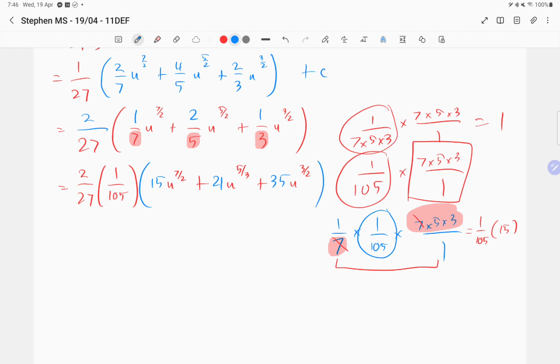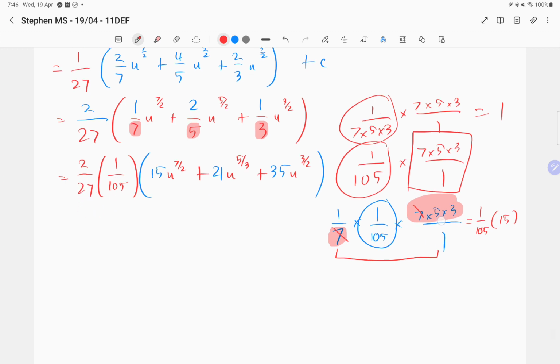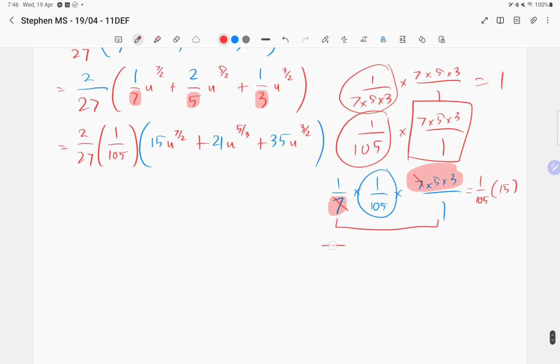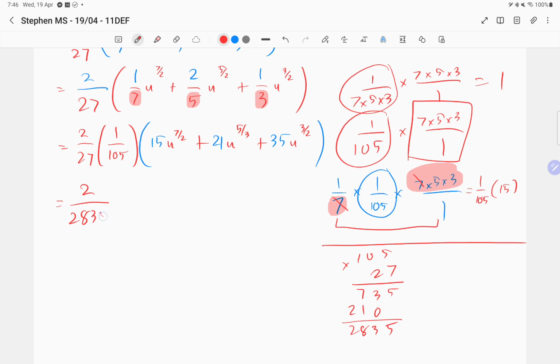Yeah, that's right. And there's no common factor of these ones. When you multiply these ones, you just need to do 27 times 105. There's no other way around it. So it's just 27 times 105, so that'll be 2835. So that would just be 2 over 2835, and then bracket.